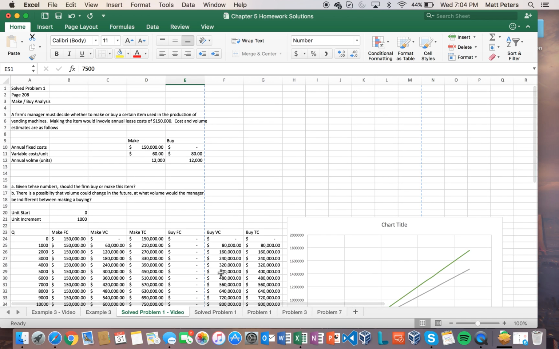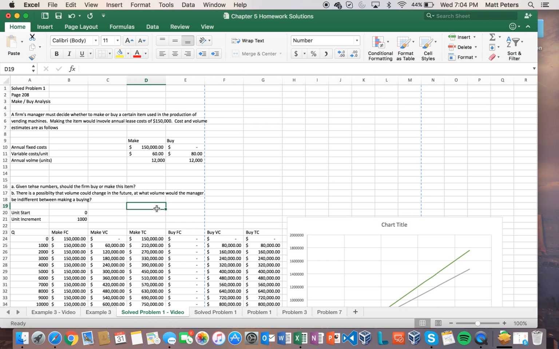Okay, so that is solved problem number 1 from your textbook from page 208. Using that, you can solve problem number 7 in your homework assignment. Just be careful when you look at problem number 7, you're actually comparing 3 different scenarios. You're comparing making it versus 2 options of buying it.